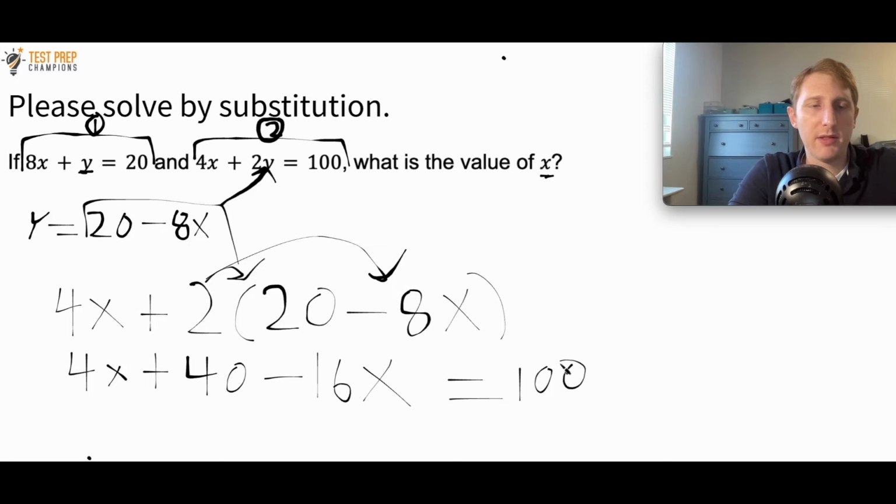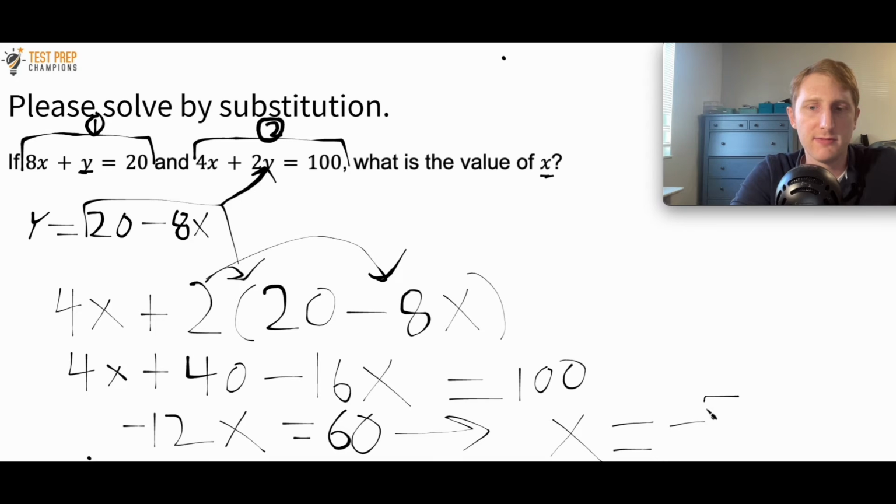So now I combine my like terms. What is 4x minus 16x? 4x minus 16x is negative 12x, and I'm going to do 100 minus 40, because I subtract 40 from both sides. So 100 minus 40 is 60. So I have negative 12x equals 60, and I want to divide by negative 12 on both sides, and if I do that, I see that x equals negative 5. All right, and we don't have to solve for y here, so if we get x equals negative 5, we're done.